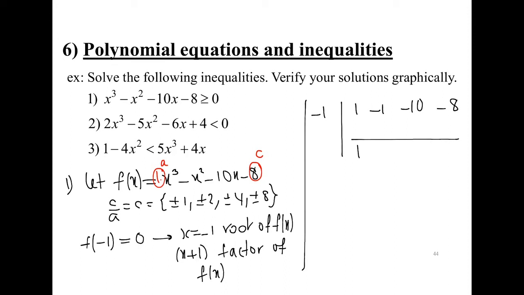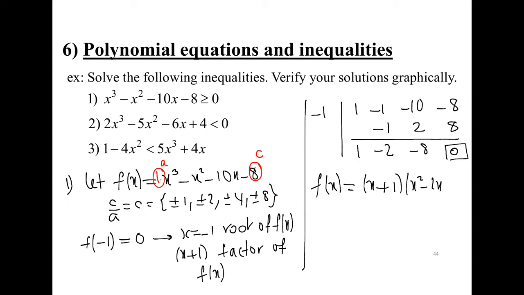So we drop the first coefficient. 1 times -1 is -1. By adding these, we get -2. -2 times -1 is 2. -10 plus 2 is -8, times -1, that's an 8. And since x equal to -1 is a root, we should end up with a 0 remainder. Then f of x is in fact written as (x plus 1) times (x squared minus 2x minus 8).